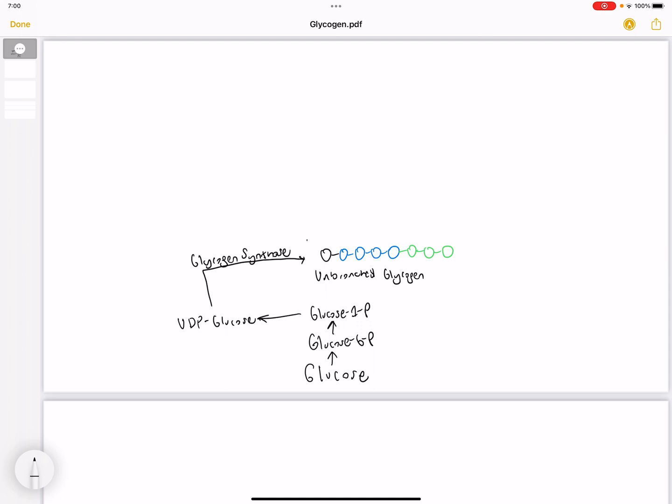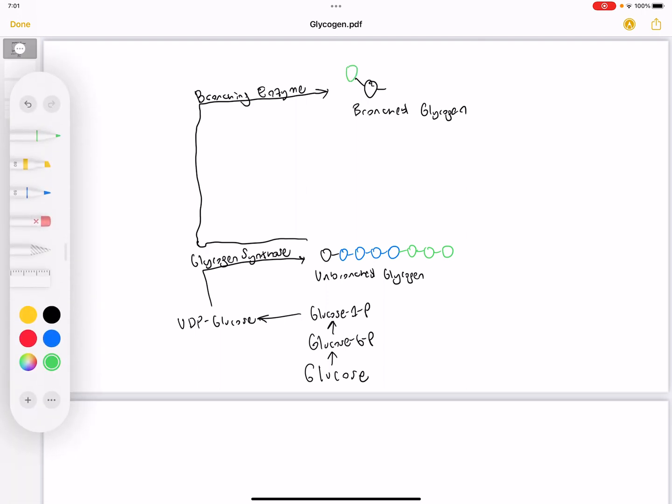A branching enzyme can take this unbranched glycogen and form a branched glycogen. So a branching enzyme can have alpha 1,6 linkages. Here is an example of an alpha 1,6 linkage.